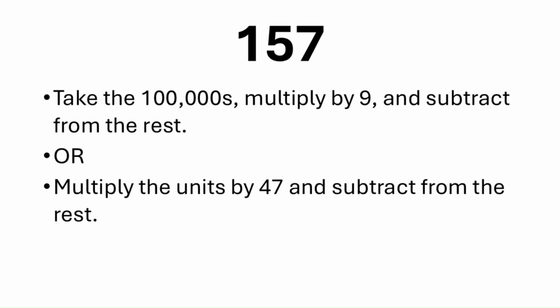157. Take the 100,000s, multiply by 9, and subtract from the rest. Or multiply the units by 47 and subtract from the rest.